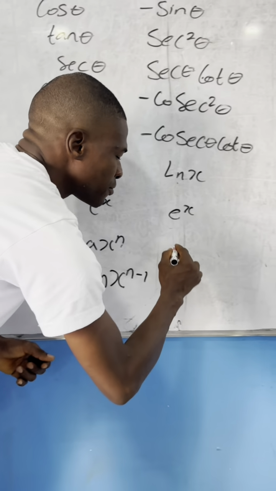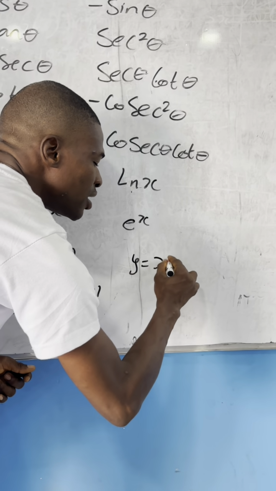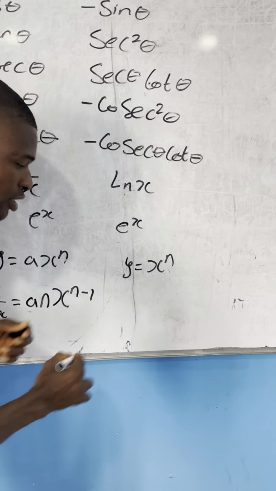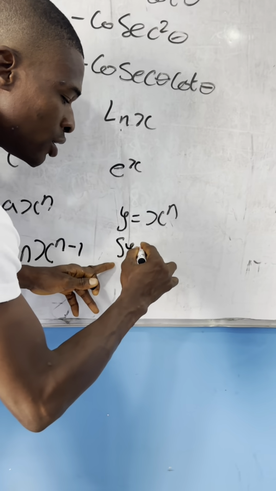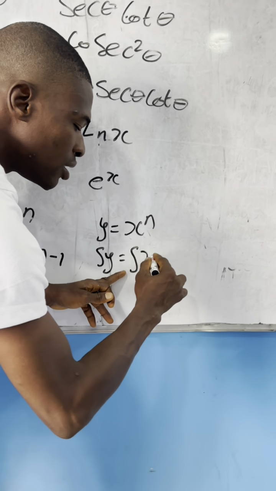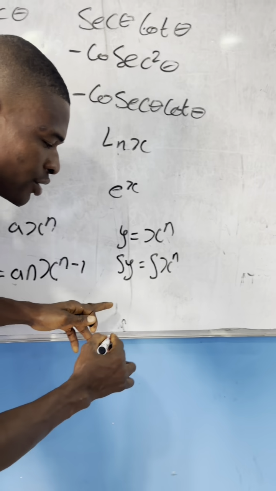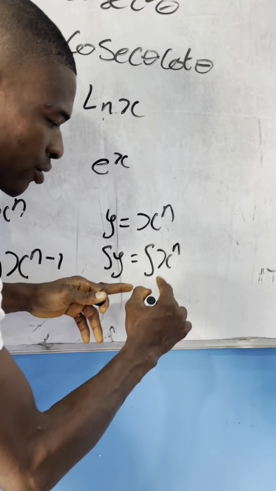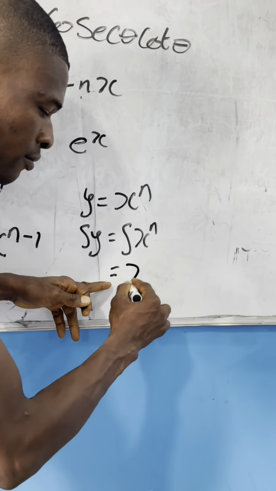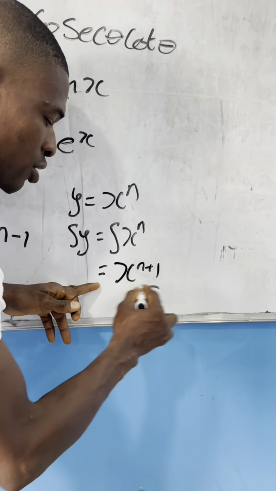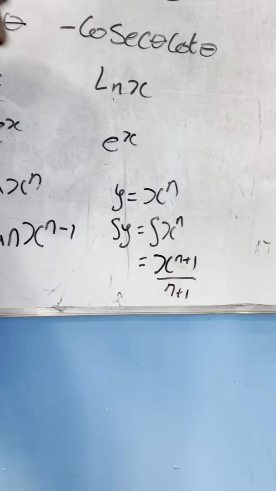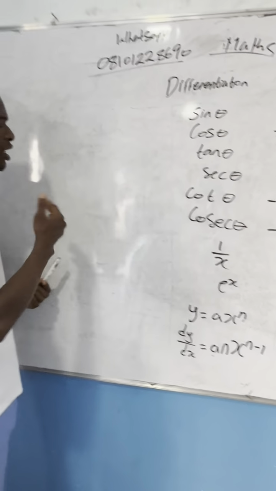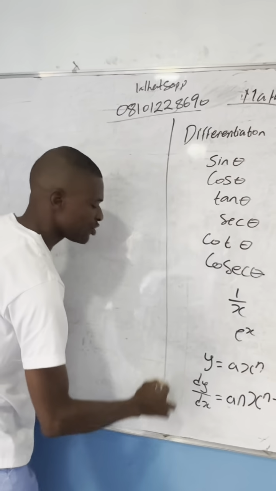But for integration, if y equals x raised to power n, then integrating y with respect to x is going to be x raised to power n plus 1 over n plus 1. Now let's go back to the reverse case of differentiation and integration.